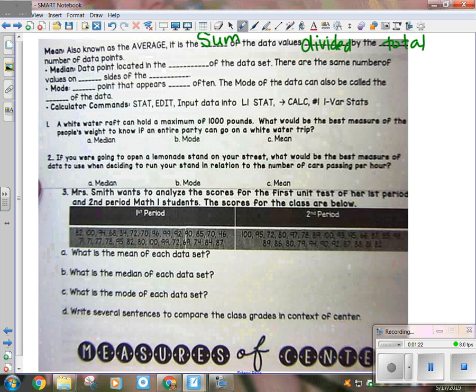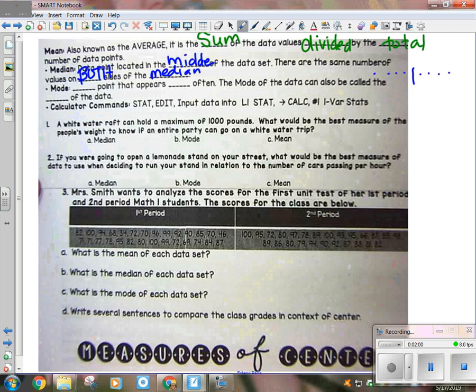Median. It's a data point located in the middle of a set of data. So this is kind of a review. There are the same number of values on both sides of the median. So basically, if you have your median, you may have 3 numbers over here, so you have to have 4 numbers over there. The median is always the number in the middle.